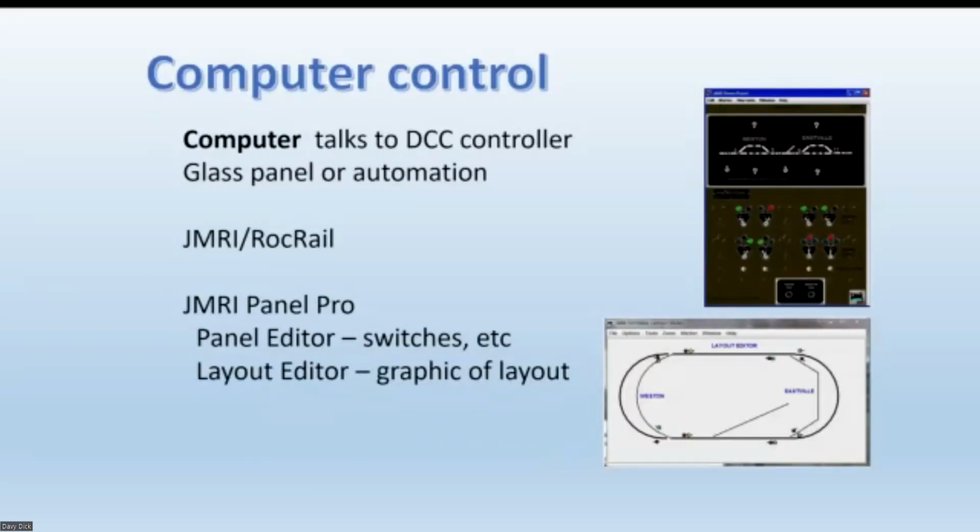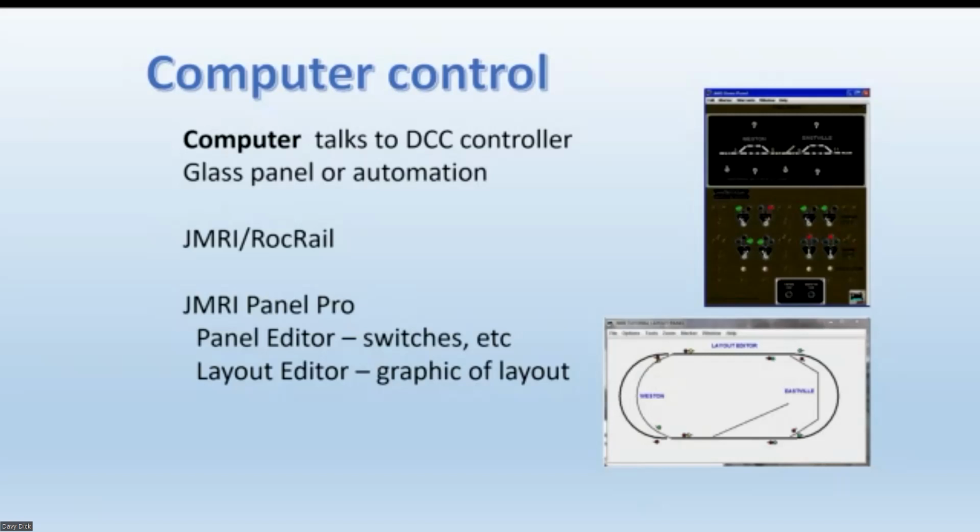And then there's computer control, where you can talk to the computer if you wish, and the computer then talks to the command station. Like I said earlier, a glass panel where you can touch parts of the screen with your mouse to operate, or maybe a touch panel to operate various accessories. Or you may want to go down the full automation route, or somewhere in between, a partial automation, where you're doing the shunting in the shunting yard while you've automated the main lines, for example.